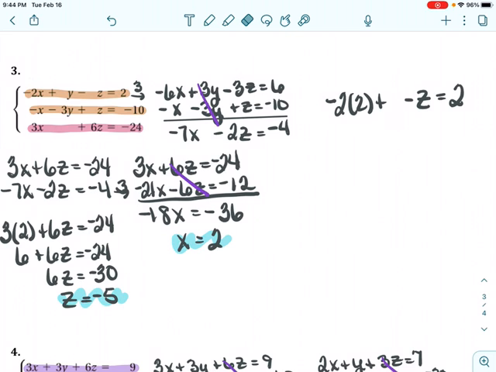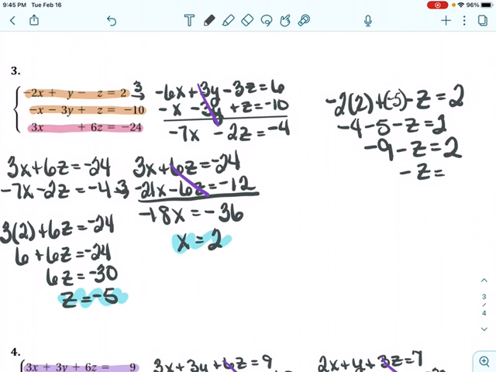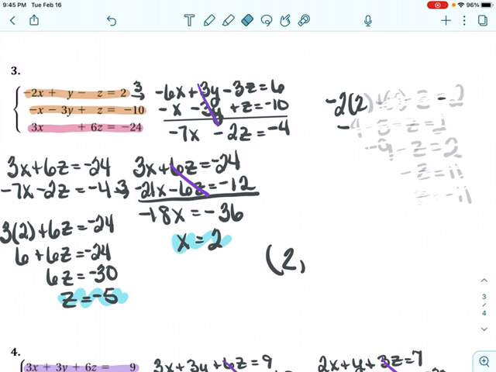Oops, forgot to put my y. Y is -5. Okay, so it's -4 minus 5 minus z equals 2. So it's -9 minus z equals 2. Z equals 11z equals negative 11. So my ordered triple is 2. I did that wrong. You can tell I'm tired. That is completely wrong.